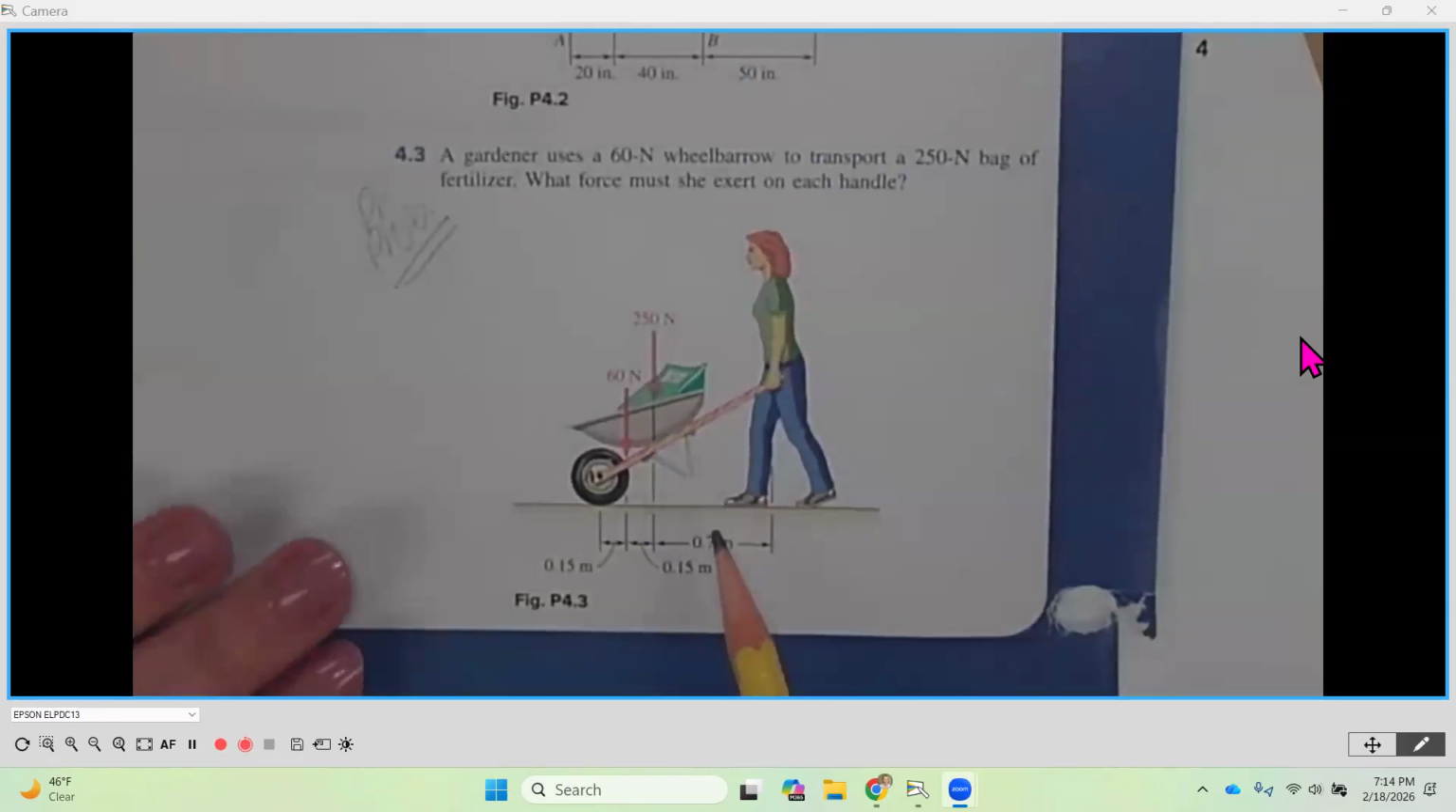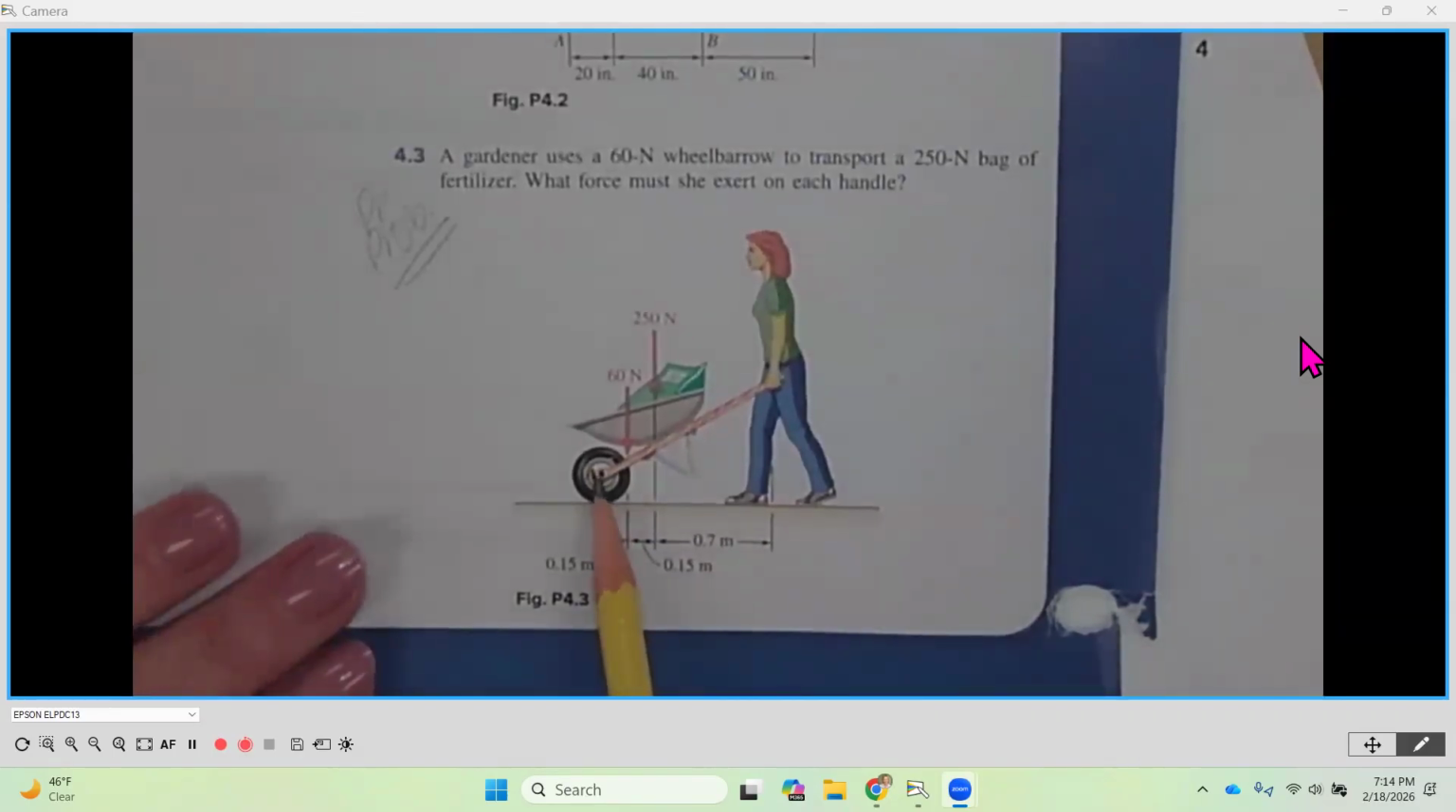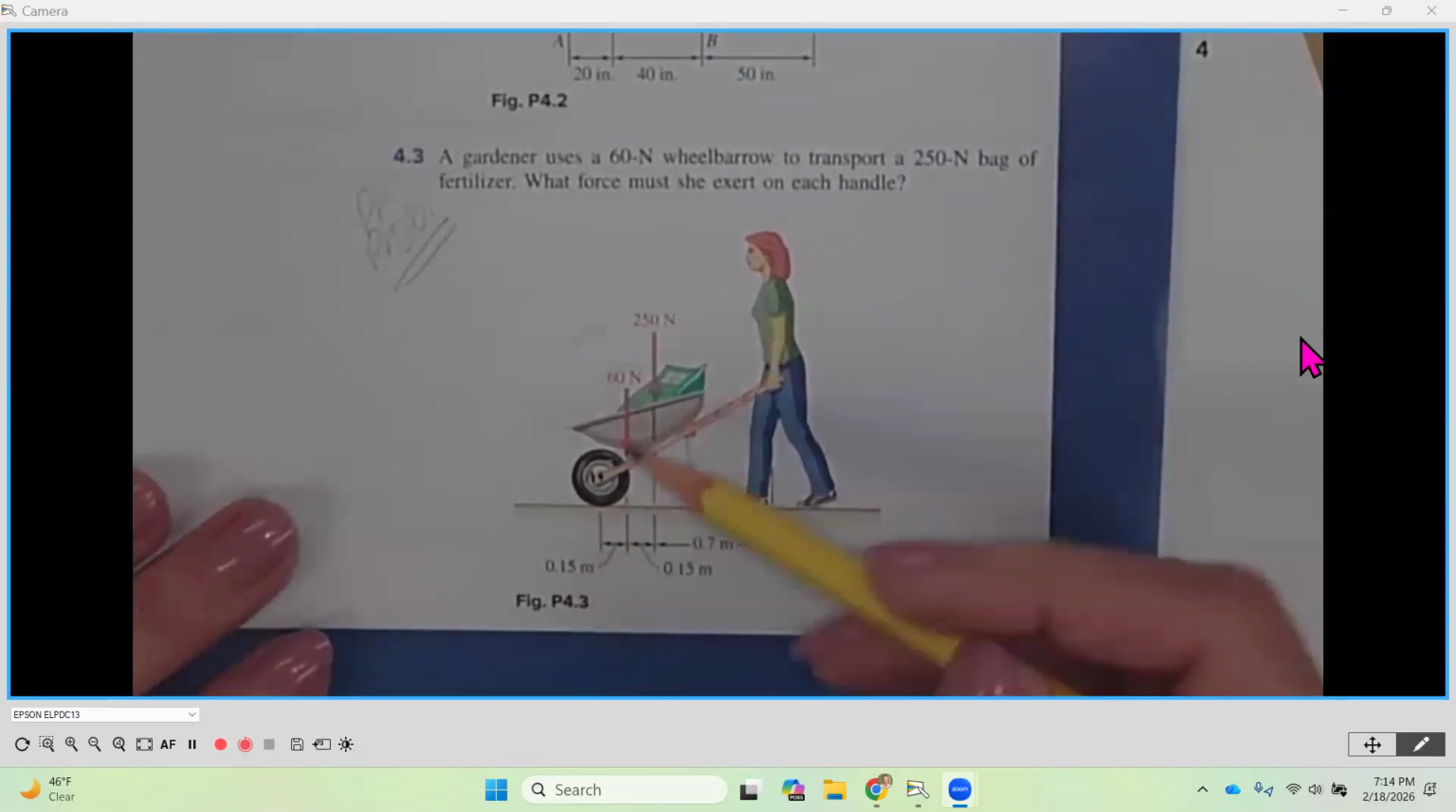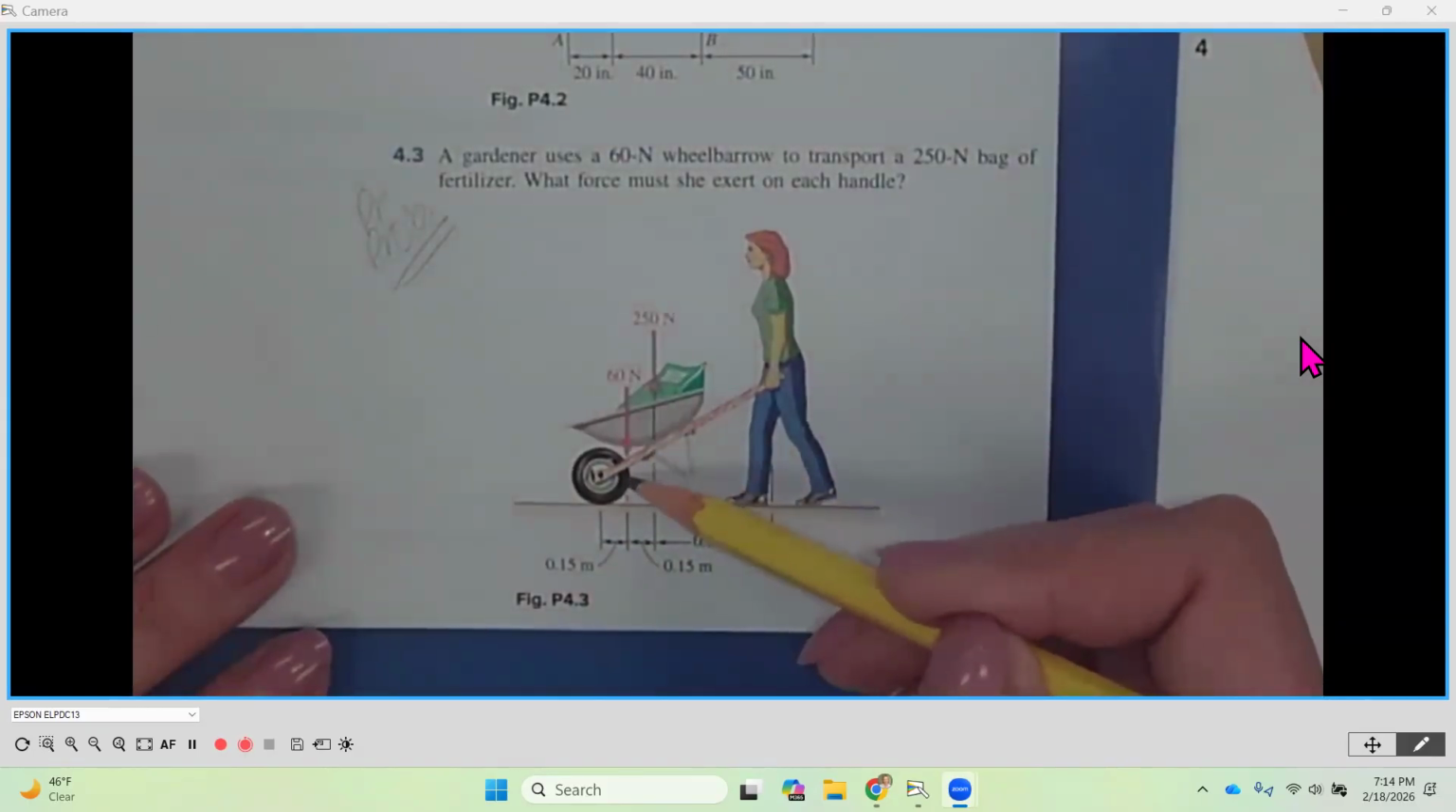What we have here is a point A, which is the front part of the wheelbarrow, the wheel of the wheelbarrow. We've got the 60 newtons coming down, so they showed us that.